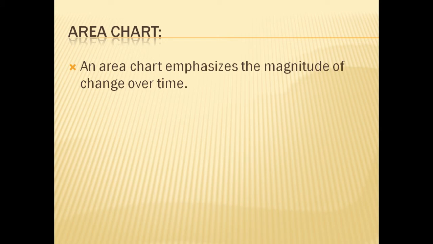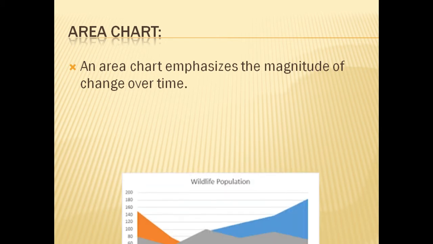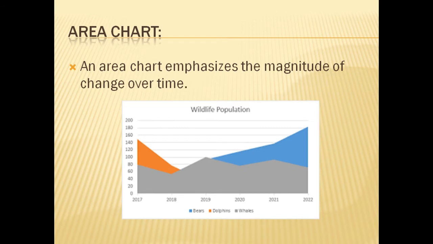Coming to the next chart, we were having area chart. As the name suggests, it emphasizes the area. It shows the change over time. So the same wildlife population of bear, dolphins and whales, instead of line, can be shown by the area, and the area depicts how much ups and downs there are in the population of these three wildlife animals.